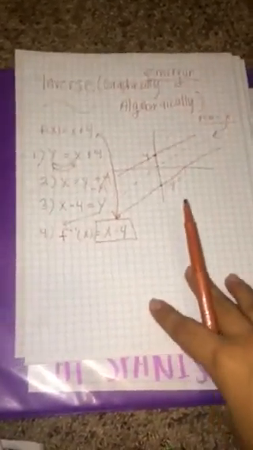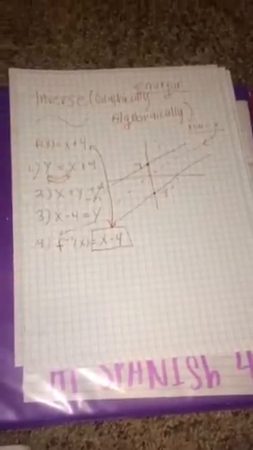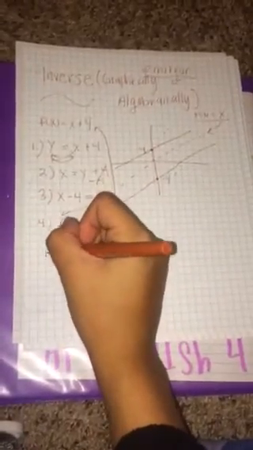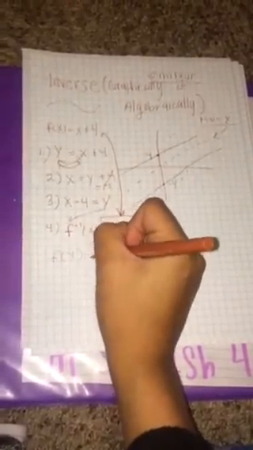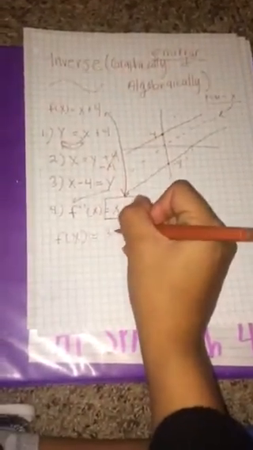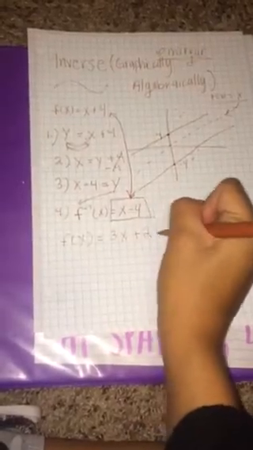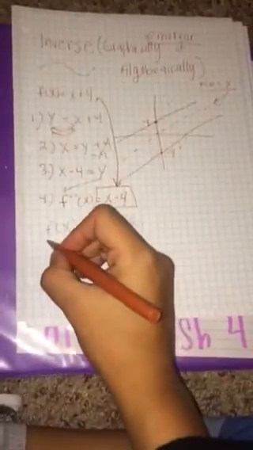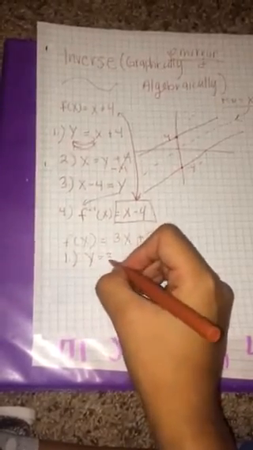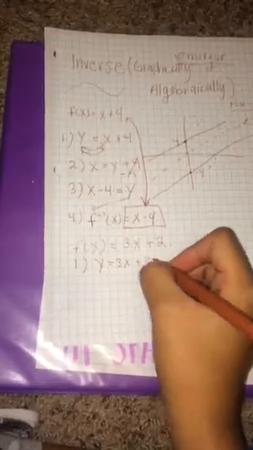So let's look at another example. Now we're just going to do it algebraically. So we have f of x is equal to 3x plus 2. What's our first step? Our first step is to change f of x into y. So instead of f of x, we're going to write y. Y equals 3x plus 2.